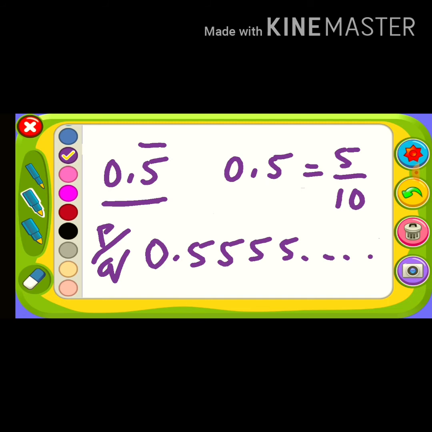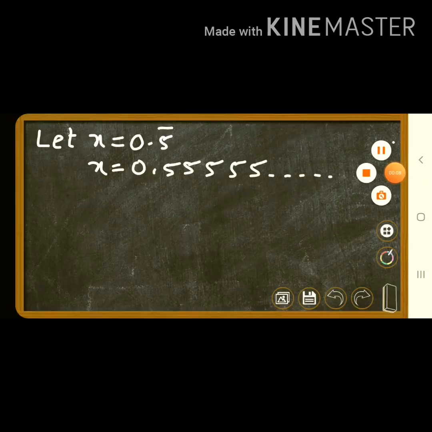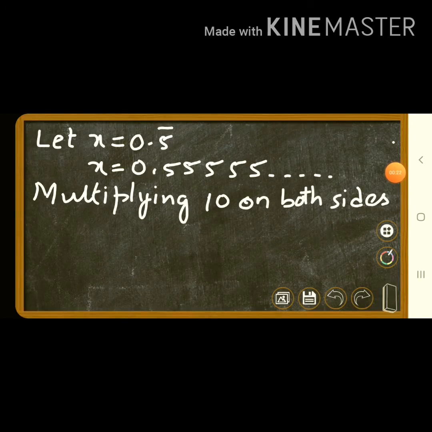You're already acquainted with this method in your 8th standard. Let x is equal to 0.5 bar. So we will proceed this way. I think you remember. x is equal to 0.55555 and so on because it is non-terminating. So multiplying 10 on both sides of this equation.